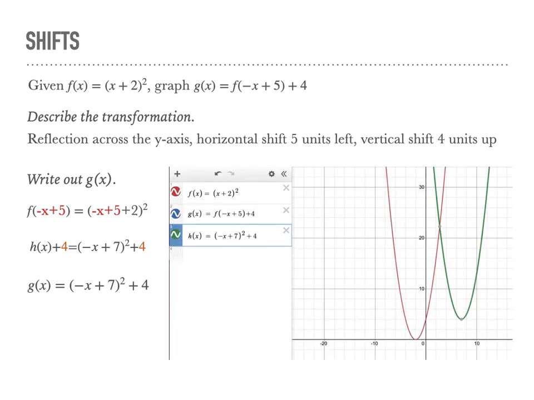Now we can actually graph this too, and you can see that we did write our g of x correctly because the blue and the green lie on the same graph, and we can see that by toggling the blue or the green on and off, and you can see that they are indeed overlapping each other, and the graph in red is our original function.